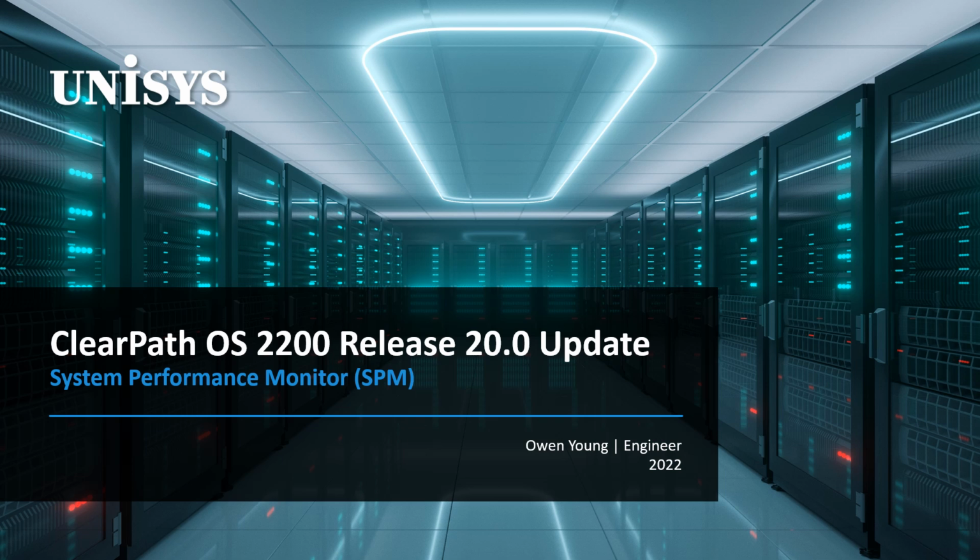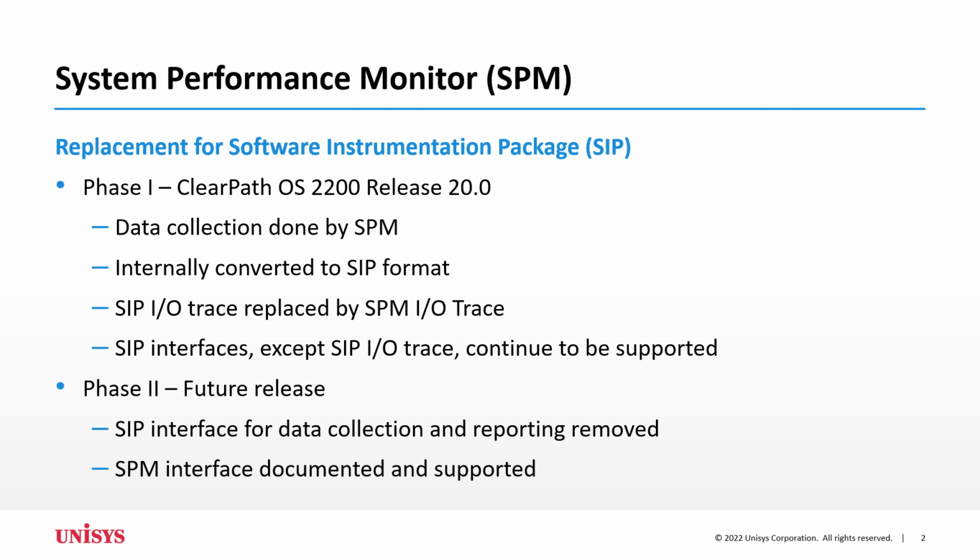Welcome to the ClearPath OS 2200 Release 20.0 update for System Performance Monitor, SPM. System Performance Monitor, SPM, is a new component for collecting and reporting statistics intended to replace the Software Instrumentation Package, SIP. In Phase 1 of SPM, introduced in ClearPath OS 2200 Release 20.0, SPM now collects all data previously collected by SIP. However, internally, the Exec converts all SPM data to SIP format, and SIP remains the interface for data retrieval and reporting for Release 20.0.